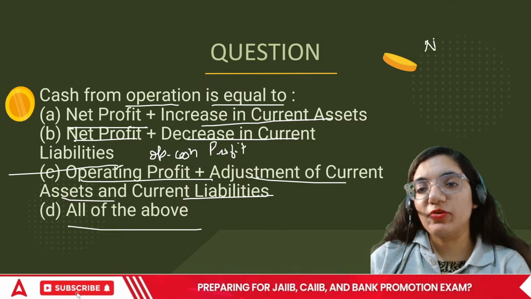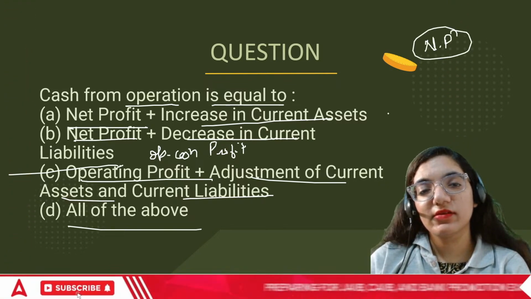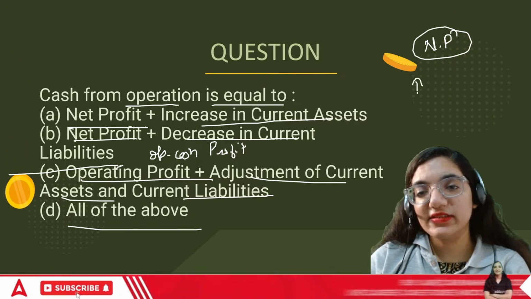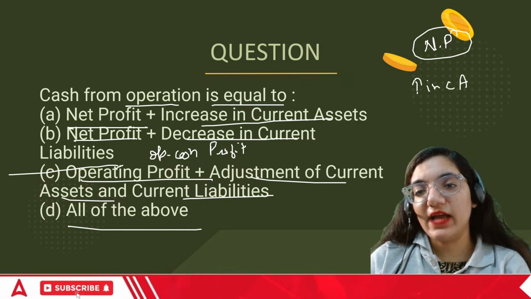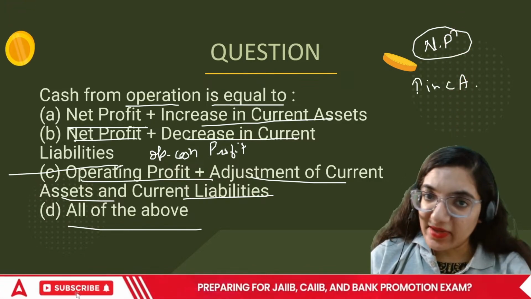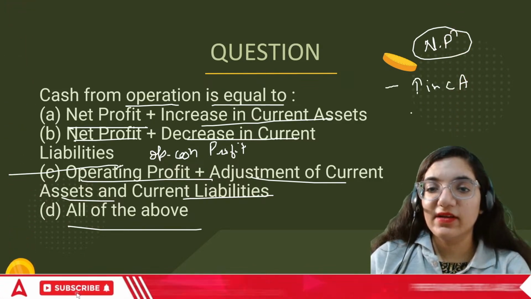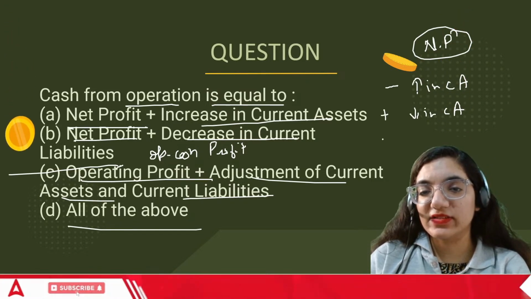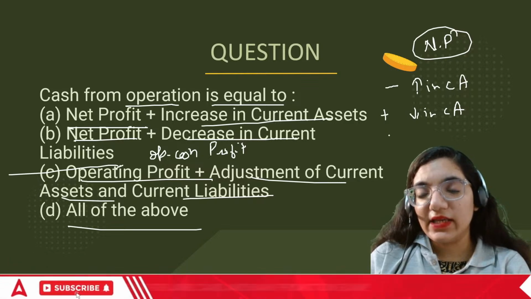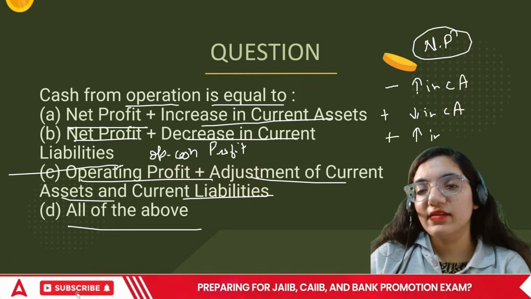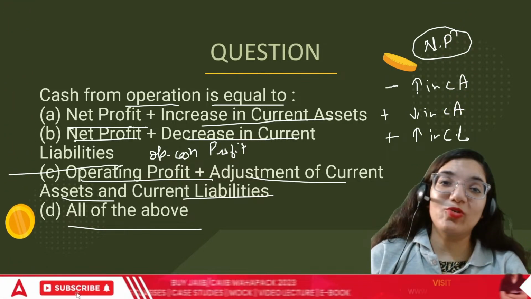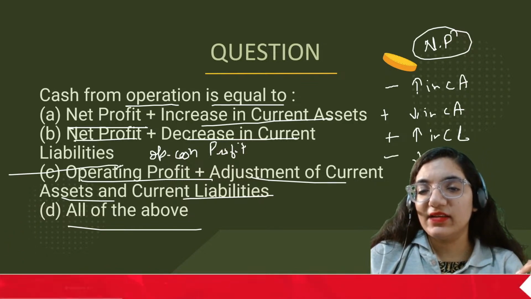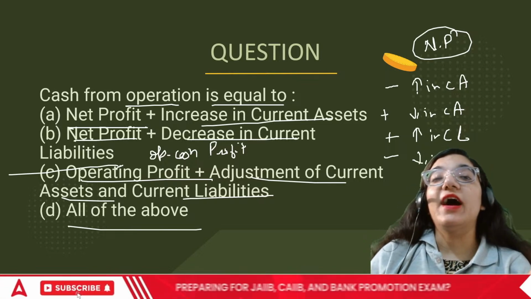Whatever our net profit would be, if there is an increase in current assets, we are buying more assets, we are losing money. Decrease in current assets, plus. Increase in current liabilities, I'm getting more loan, more money. Decrease in current liabilities, I make the payment.